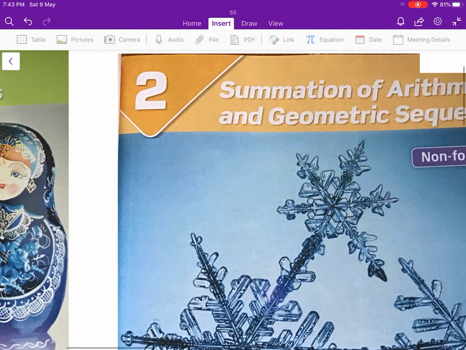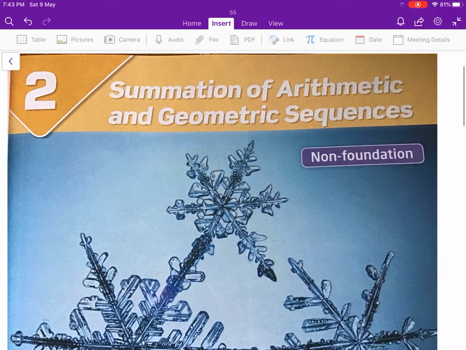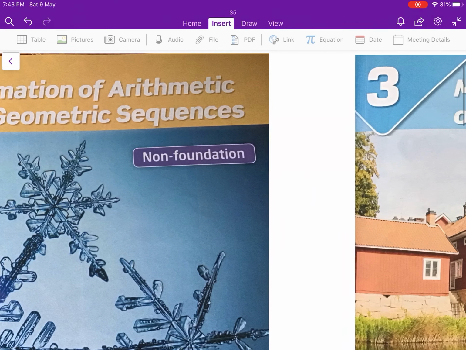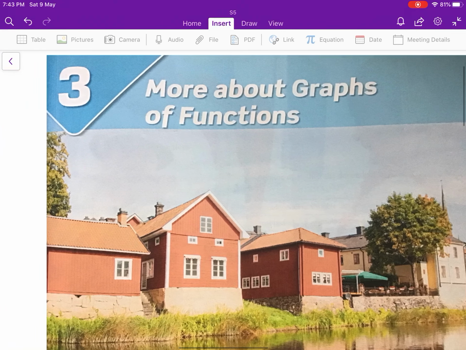Then after finishing chapter 1, we will do chapter 2. So you can take a look at the chapter 2 topic, a summation of the arithmetic and geometric sequence. So that means chapters 1 and 2 are related, okay. So make sure that you understand and learn well in chapter 1. Then actually the whole Form 6A textbook only has 3 chapters.